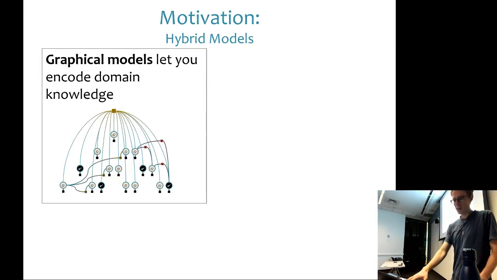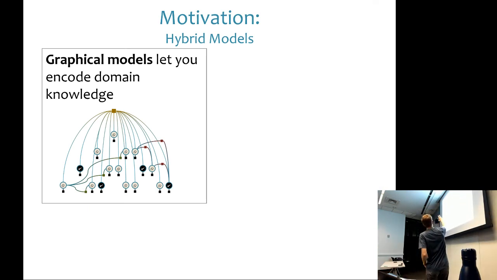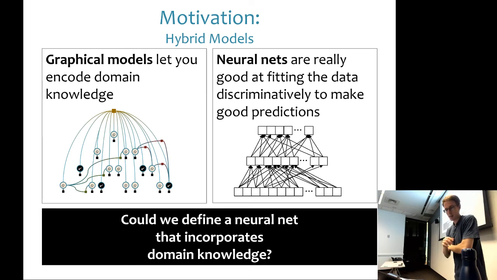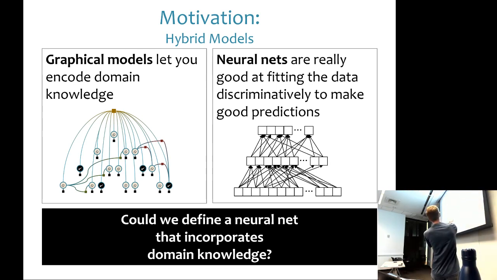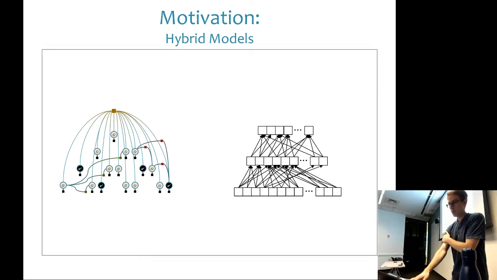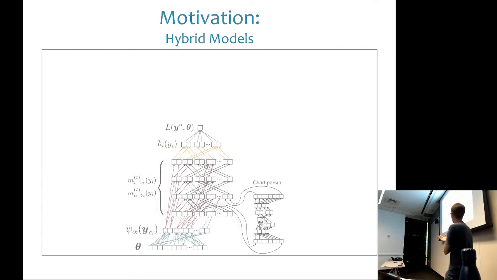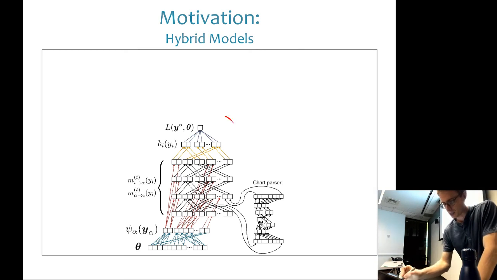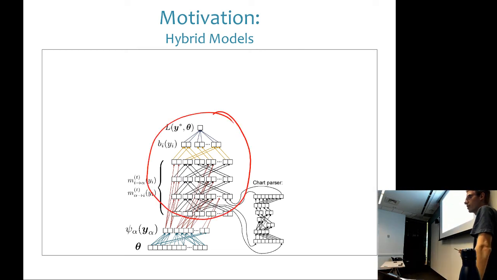The whole motivation is that graphical models are really good at letting you encode domain knowledge about the interactions of your output variables. And neural nets are really good at fitting the data discriminatively to make good predictions. So the question is, could we define a neural net that incorporates the domain knowledge as in a graphical model? Put another way, could we use the graphical model as essentially just a loss function at the end on top of our standard neural network?